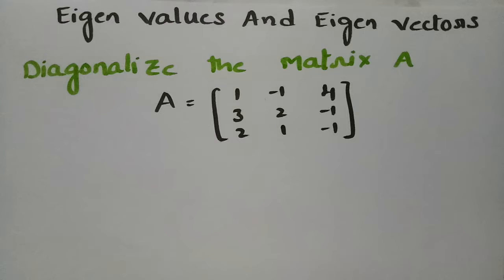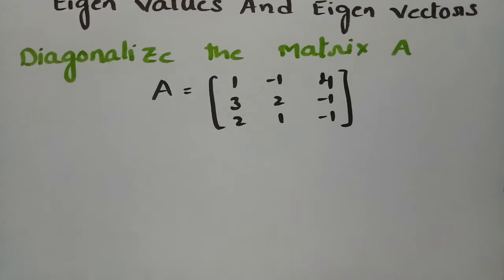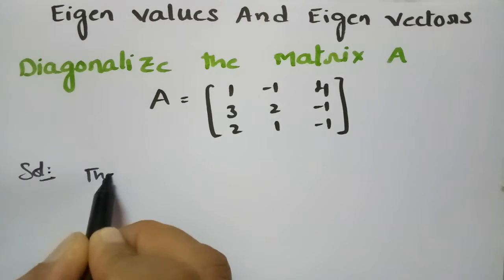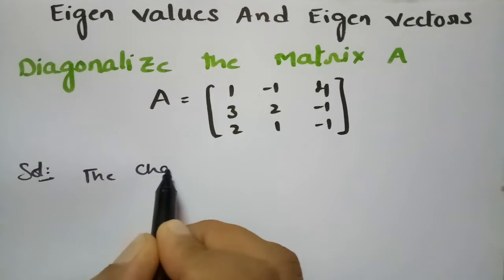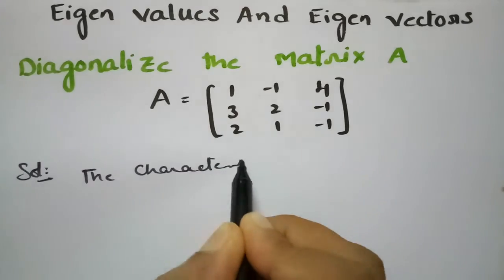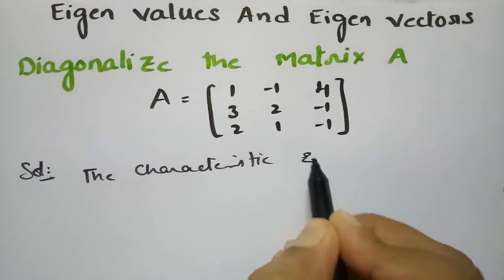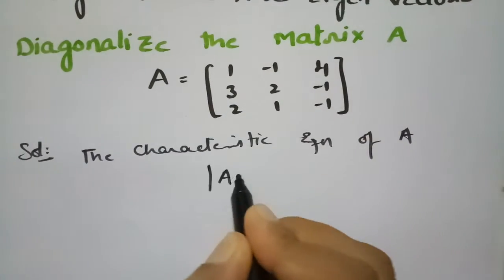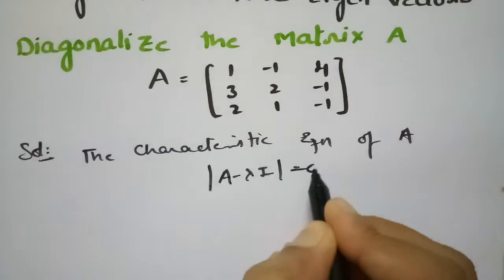And here is the problem from eigenvalues and eigenvectors, and we have to diagonalize the matrix A. For that, first of all, we have to find the characteristic values. For that, the characteristic equation of A is nothing but modulus of A minus lambda I is equal to 0.